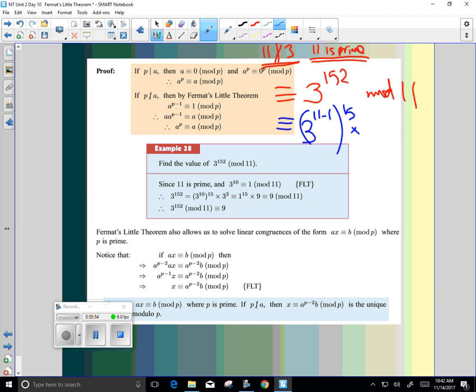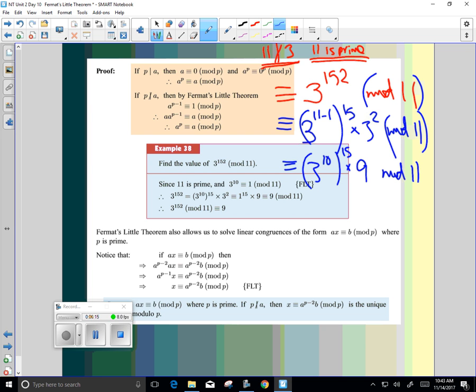And you got to also have a 3 squared in there. 3 to the 150 times 3 squared. So what are we saying that 3 to the 10th is? This is just going to be 1. So this is congruent to 1 to the 15th times 9 mod 11. I think this is just going to be congruent to 9 mod 11. And it is.